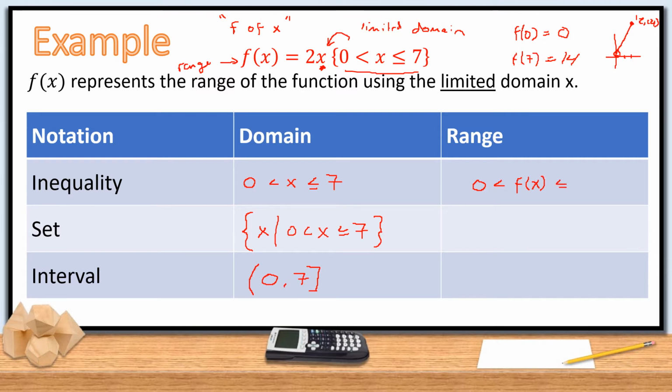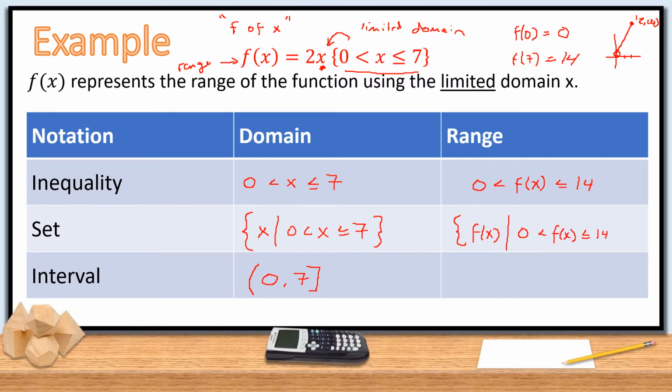and that's going to be less than or equal to 14 because 14 was the answer when we put 7 in, and 7 was included. Set interval, now we're just pretty much copying what we did above. So we were talking about f of x such that 0 less than f of x less than or equal to 14.